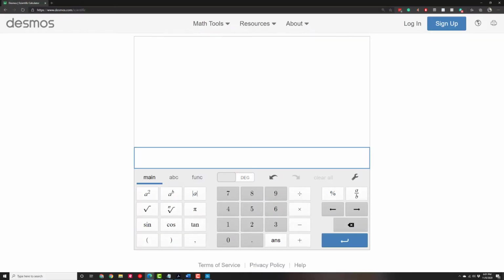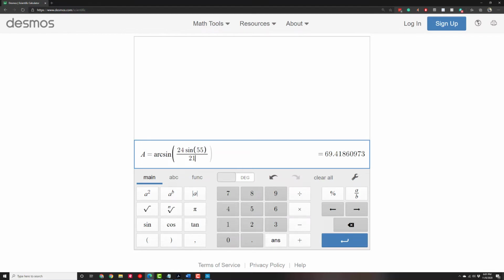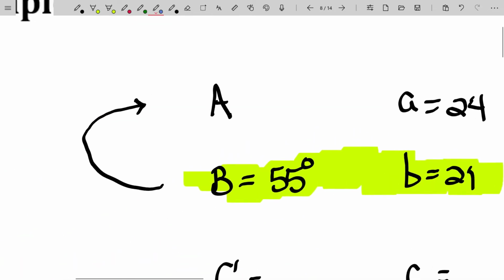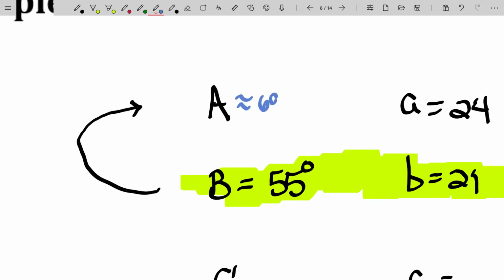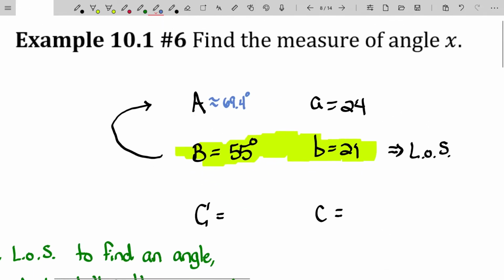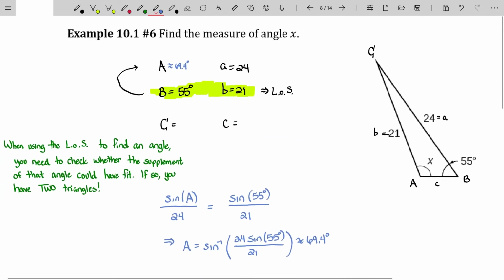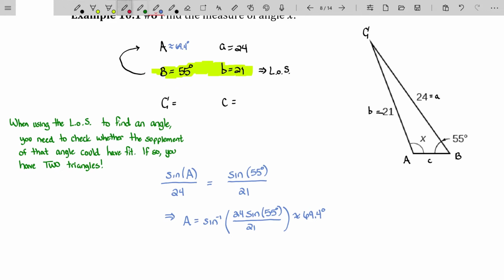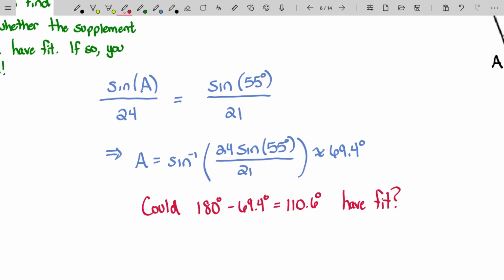And here we are at the calculator. I'm going to put angle A is equal to the arc sine of 24 sine of 55, divided by 21. 69.4 degrees. So I'll come up here and write in approximately 69.4. But the question is, is there a possibility that the supplement of 69.4 could have fit? So there's the question of the day. Could 180 degrees minus 69.4 degrees, in other words, the supplement, which is 110.6 degrees, have fit?